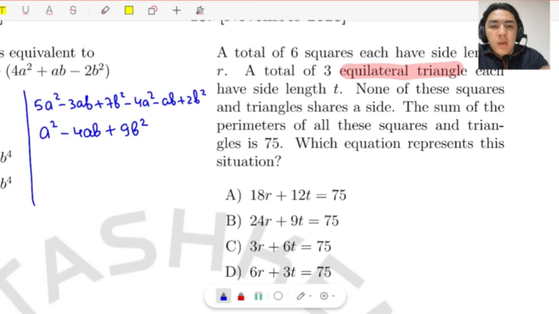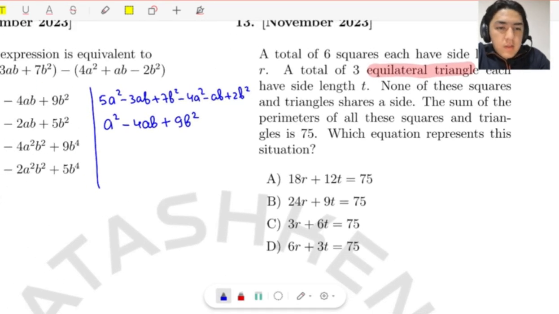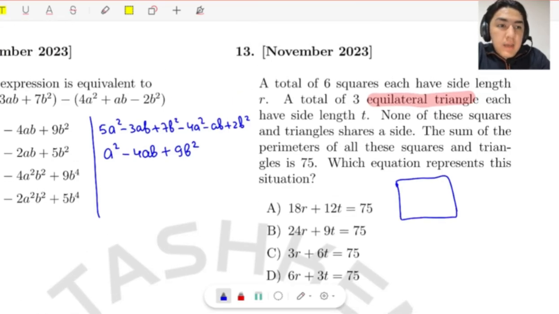So okay. It says a total of 6 squares. Okay, I have 6 squares, and let me draw only one. I have this square, for example, and it has the side lengths of r.